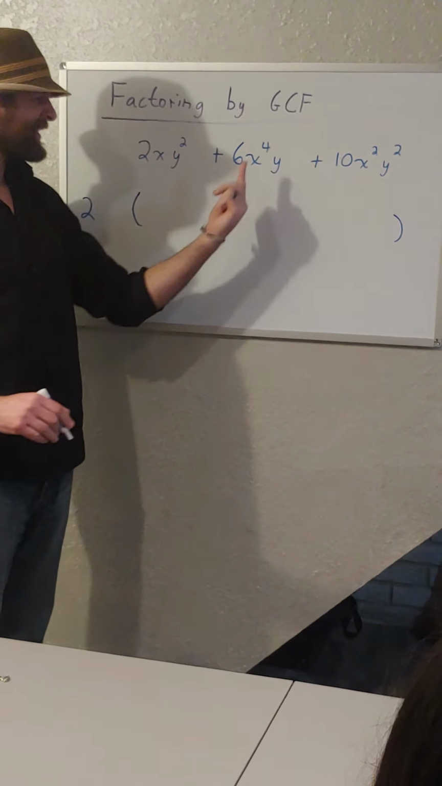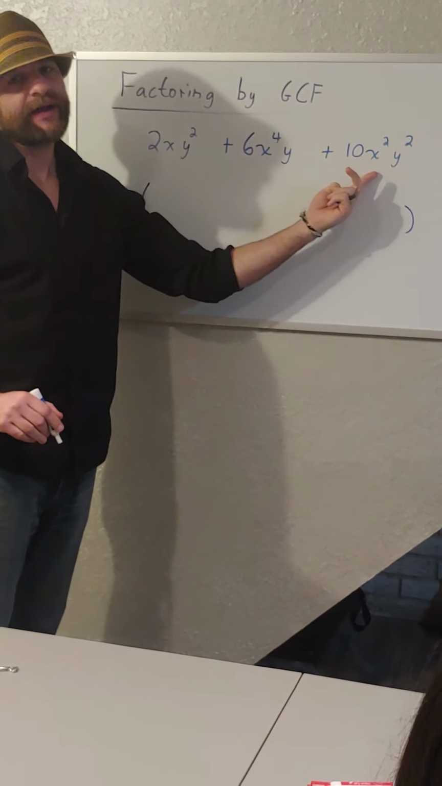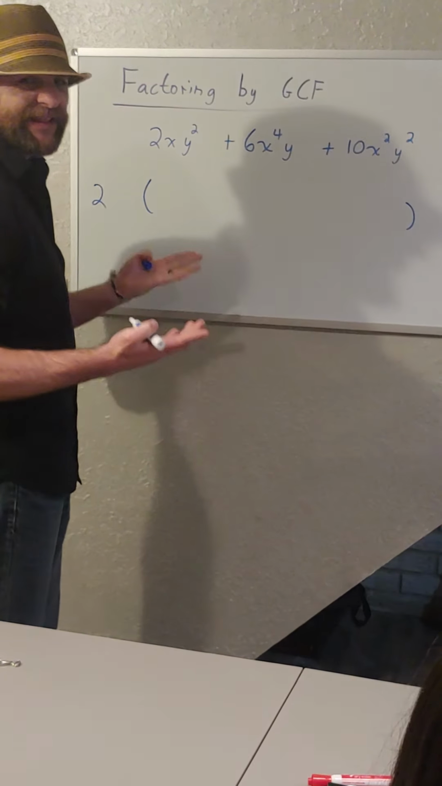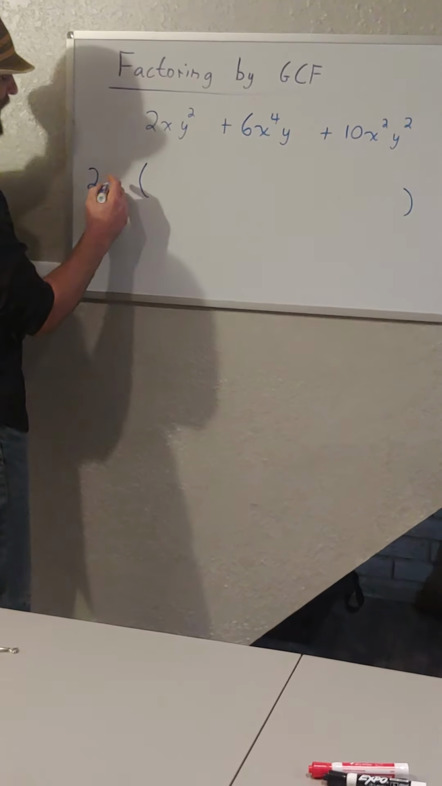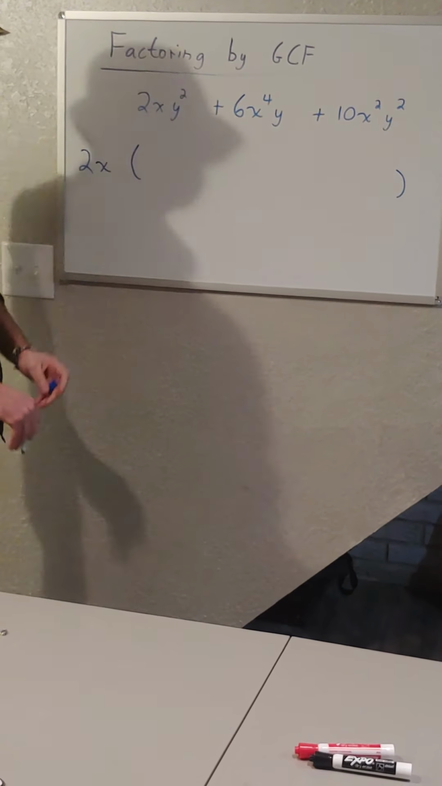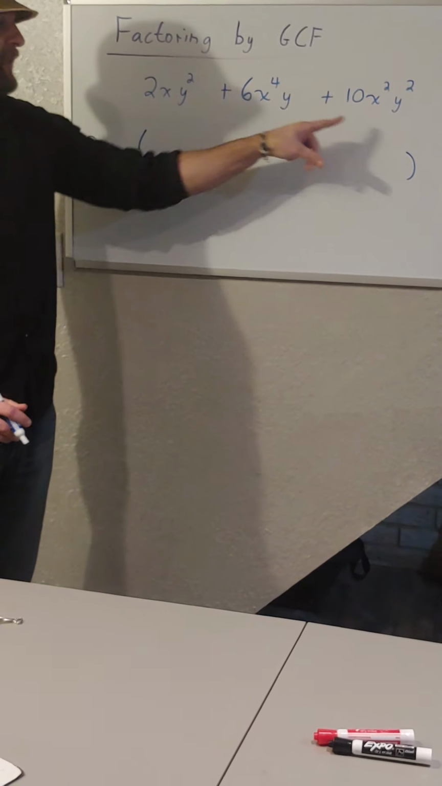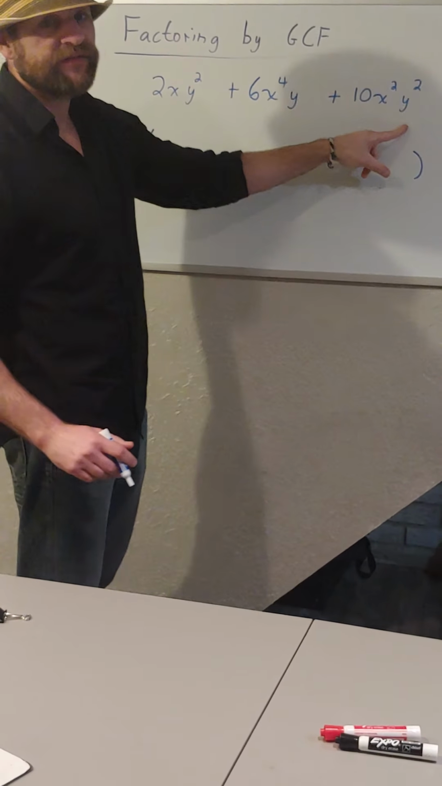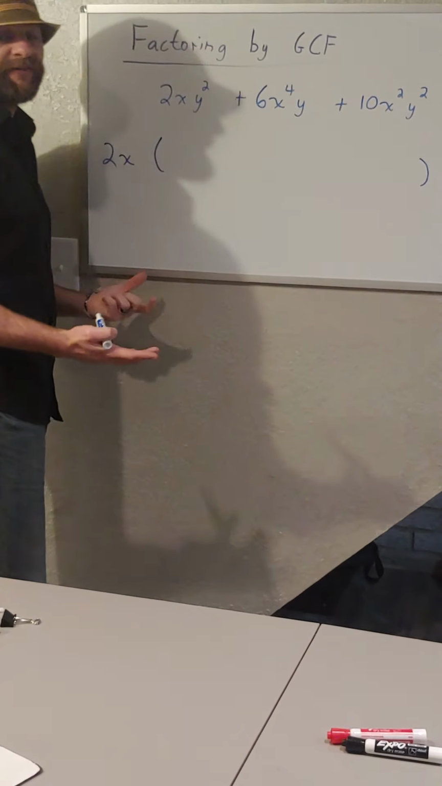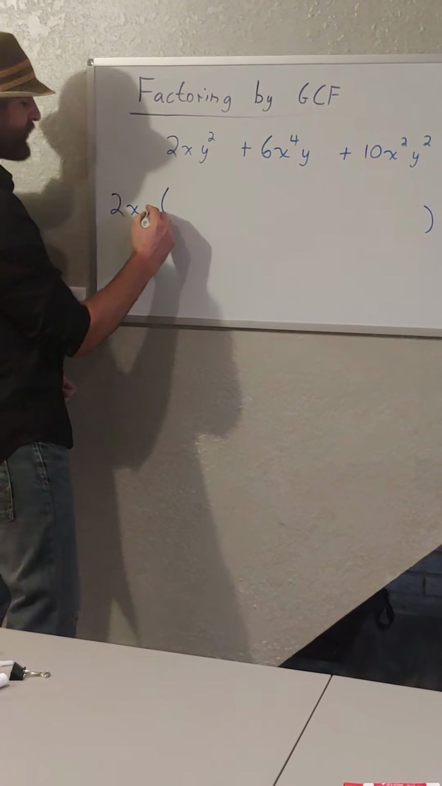This one has 1 x, that one has 4 x's, and that one has 2 x's. So we can safely say that they all have at least 1 x. So I'm only going to put 1 x right there. This one has 2 y's, that one has 1 y, that one has 2 y's. So we can say that they all have at least 1 y in common, so I'm going to put a y right there.